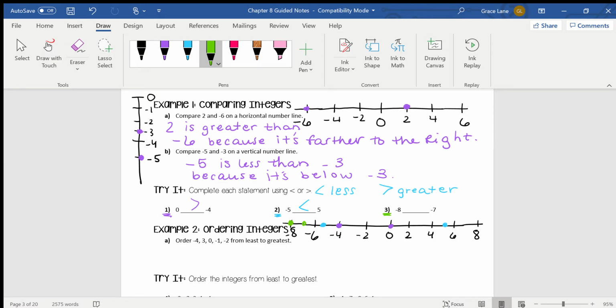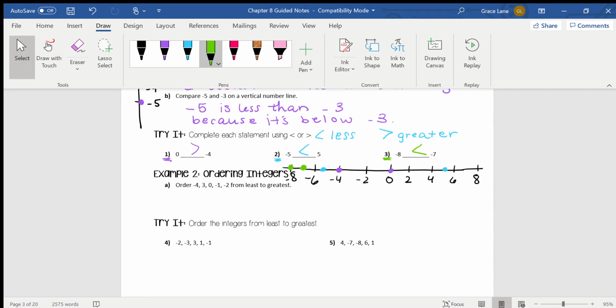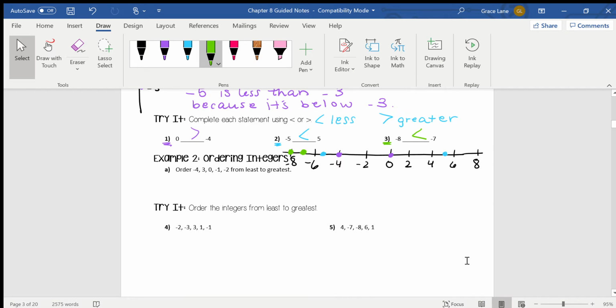-7 would be just before that, in between -8 and -6. -8 is less than -7 because -8 is farther to the left on the number line. Okay, so keep all that in mind as we move on to the next part. Rather than just writing greater than or less than, now we have a list of numbers and we are going to try to put those in order from least to greatest.